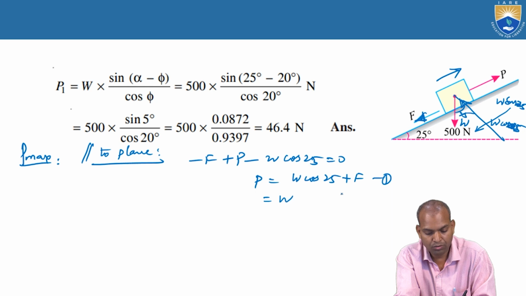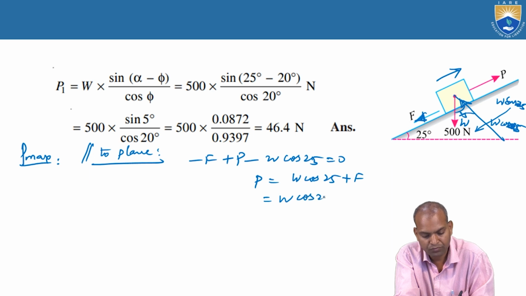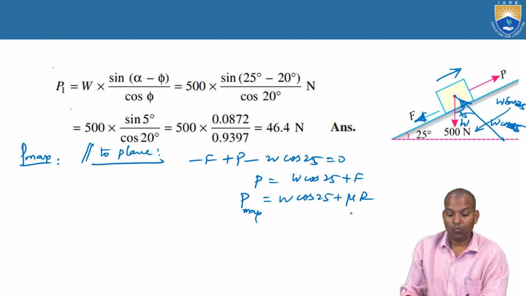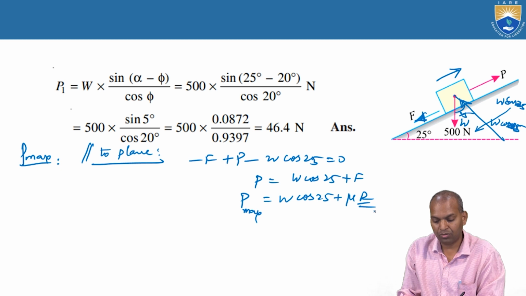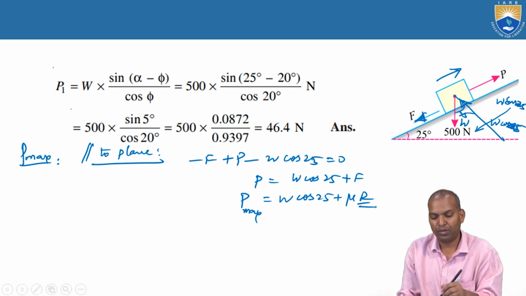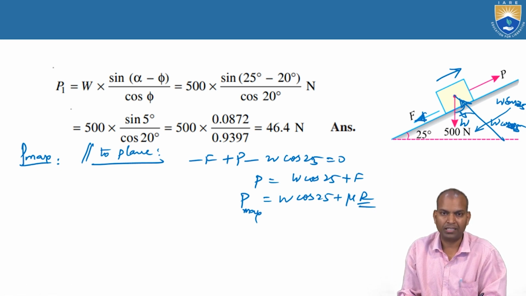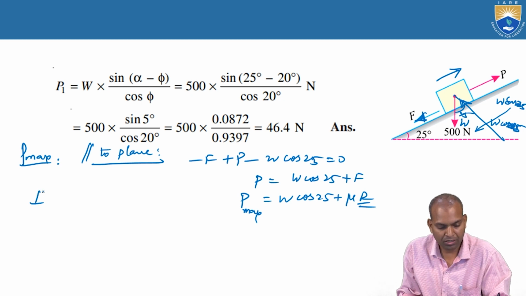What is F equal to? F is the friction force. F equal to mu times the normal reaction. That is W cos 25 plus mu times R. That is the P maximum in this case. What about R? We know mu equal to tan phi. R comes from the direction normal to the inclined plane, perpendicular to the plane.